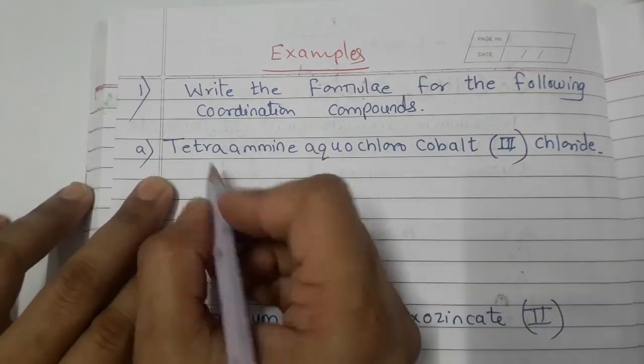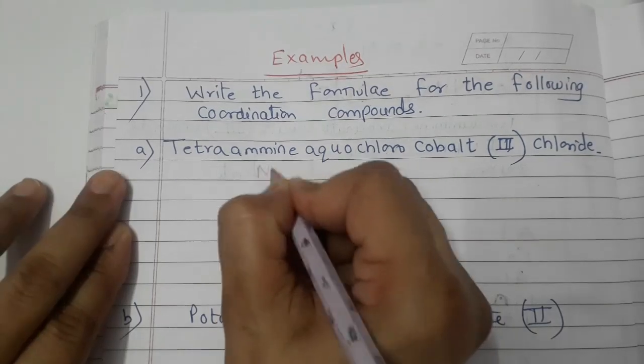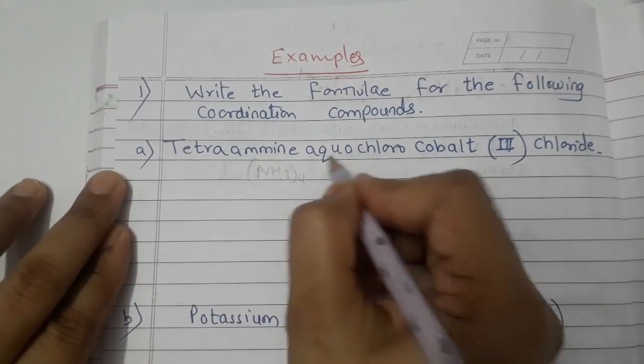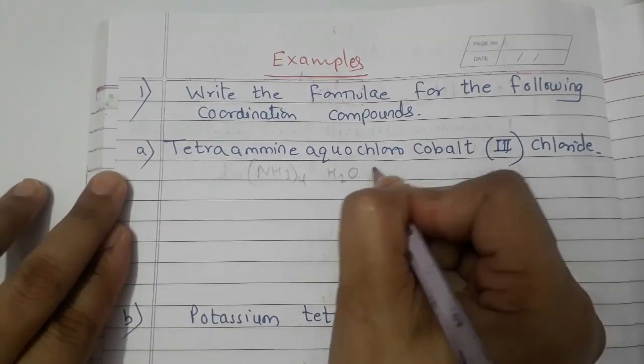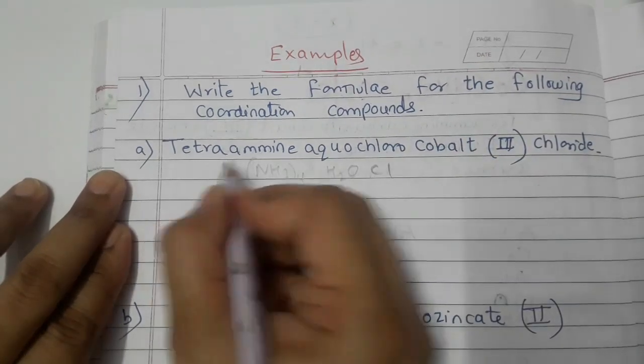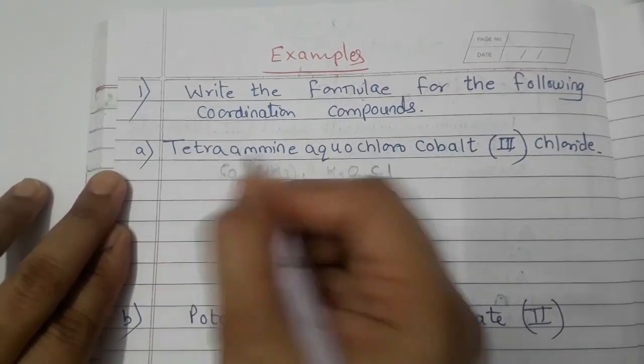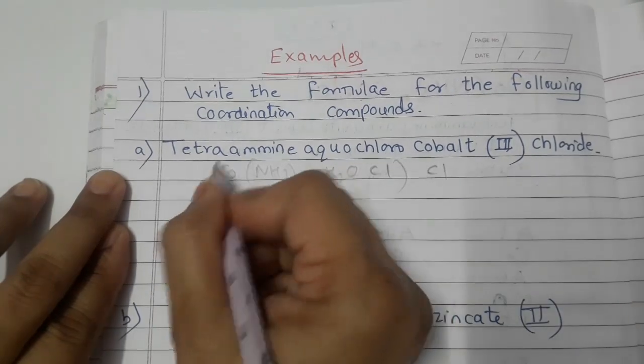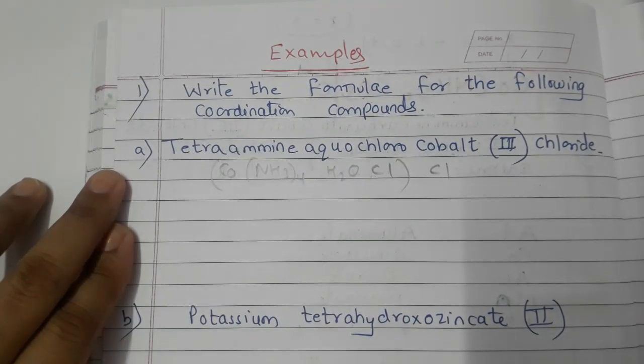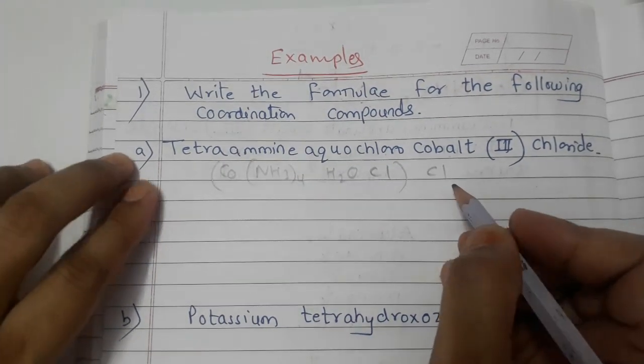So we will first do that rough work. Tetraamine means NH3 4, aquo means H2O, chloro means Cl, and cobalt means Co. So the metal has to come in front and chloride is this. Okay. Now how to write the complex? This is just the rough structure.